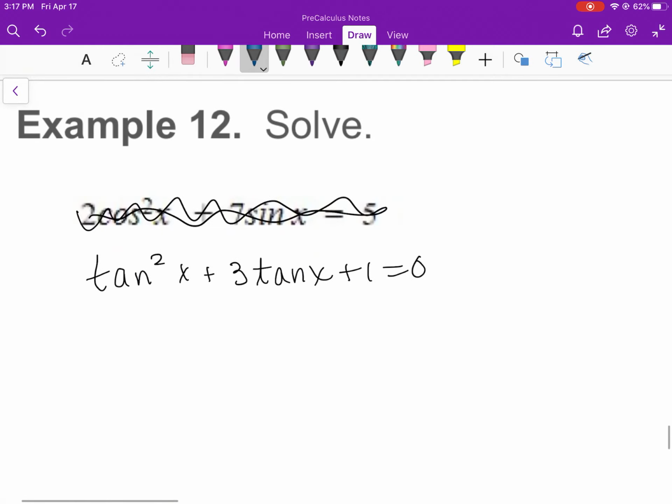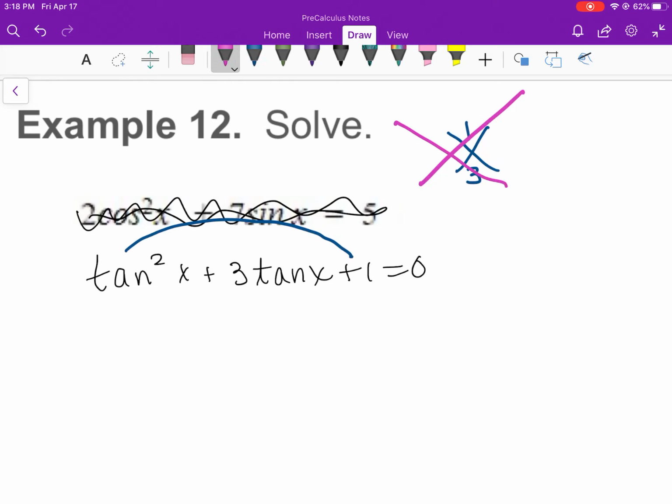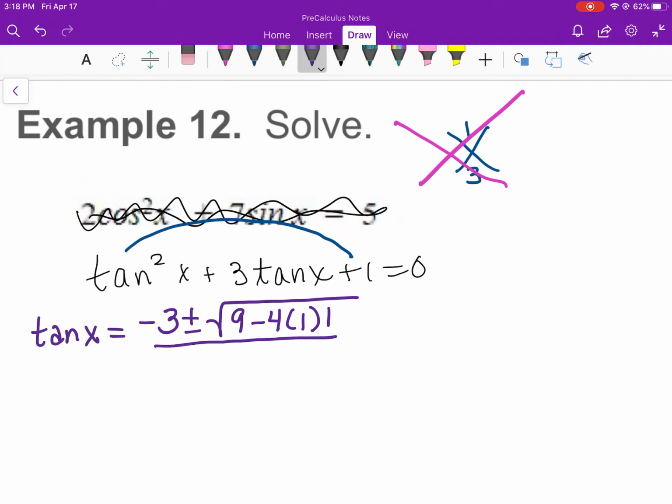Okay, this one. So what's happening with this one is if you try to factor it, there aren't factors of 1 that add to 3. So if you look for those, I'm not going to find any. So factoring is just not going to work on these problems. And when factoring doesn't work, you have to go with the quadratic formula. So we're going to say tangent of x equals -b plus or minus the square root of b squared minus 4ac, all over 2a.